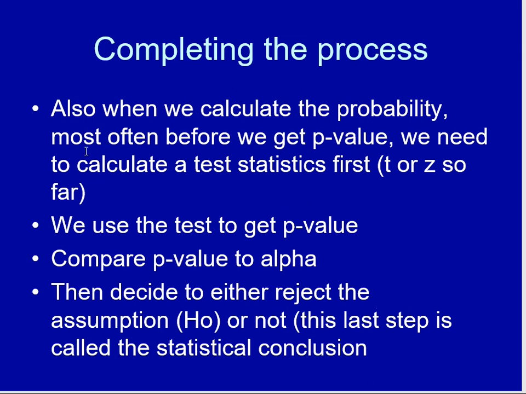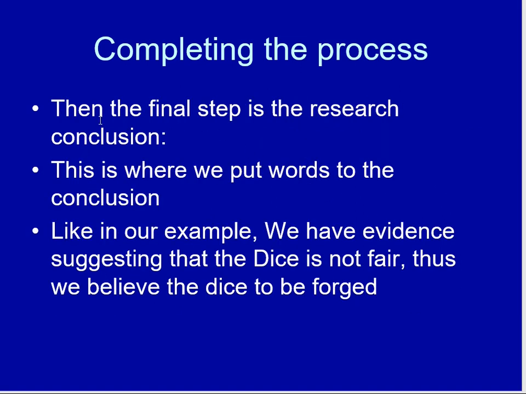Also, when you calculate the probability, most often before we get the p-value, we need to calculate a test statistic. Remember, most of the time you just cannot jump to the probability directly. You need to calculate a z or a t, and by calculating the z or the t, you're going to get to your p-value. But just remember that the definition of the p-value is the probability of as extreme as, given that the null is true. Then the final conclusion, you put in words what you have come up with as a conclusion.